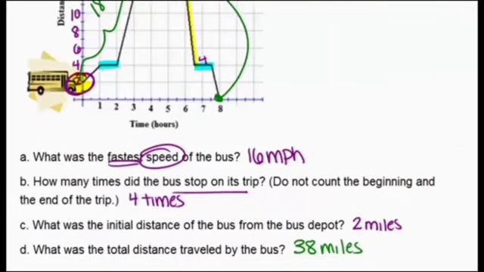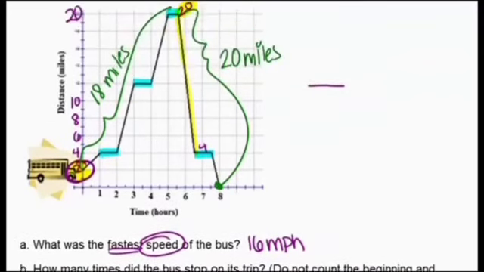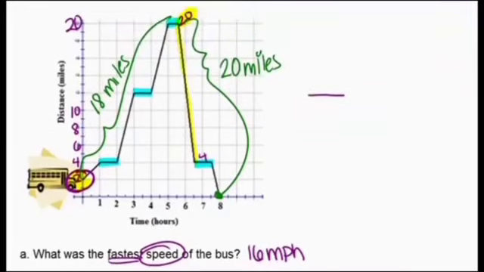So hopefully this example helped you to see how to analyze broken line graphs, specifically distance time graphs, as far as figuring out distance traveled and speed and what it looks like when you've stopped.